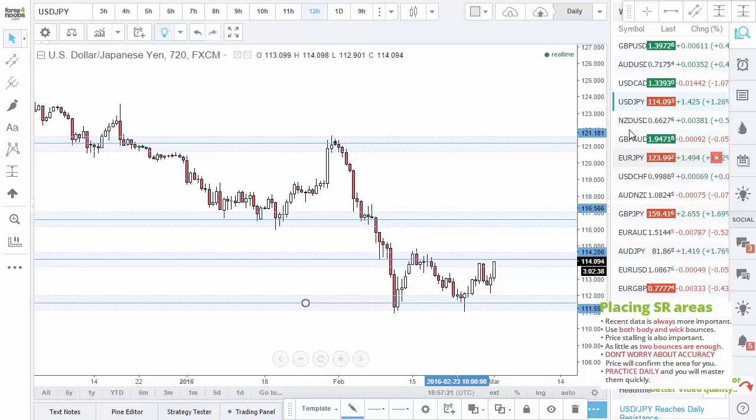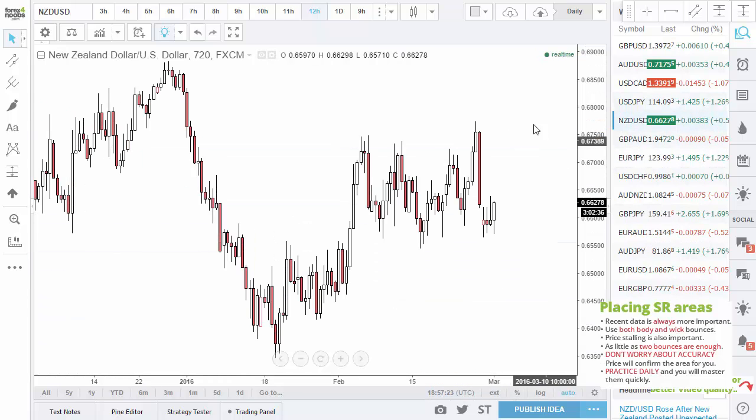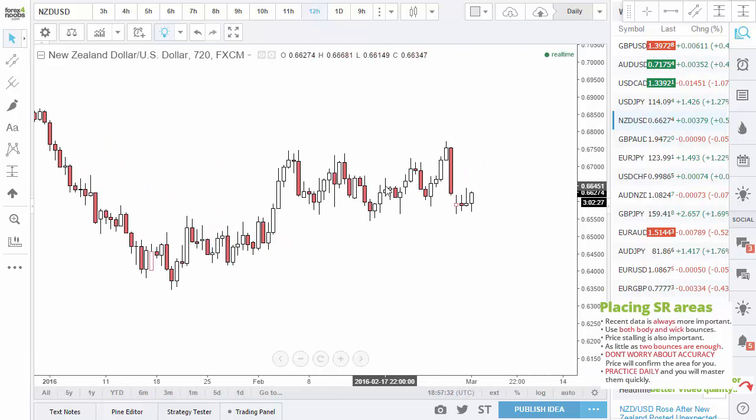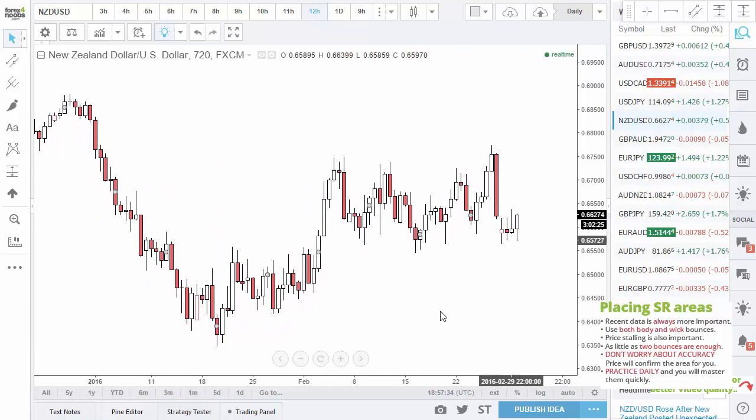People were asking for New Zealand USD. We'll just do it because it's next on the list. New Zealand USD support resistance areas. So, take a wild guess where I'm going to place the first support resistance area. What stands out at you? And see, this is the key to placing support resistance areas. It's what's most obvious, what stands out to you.